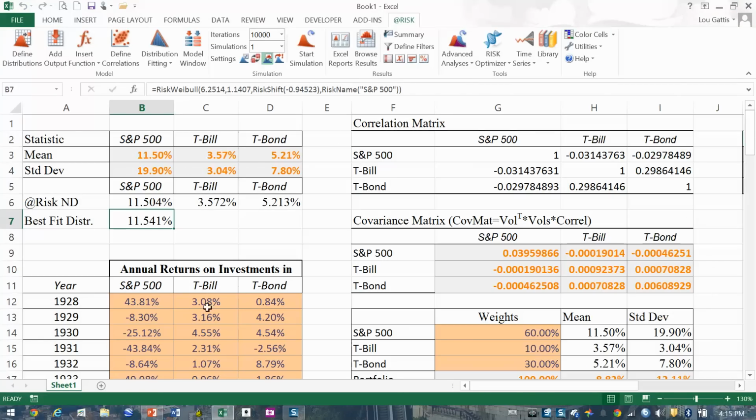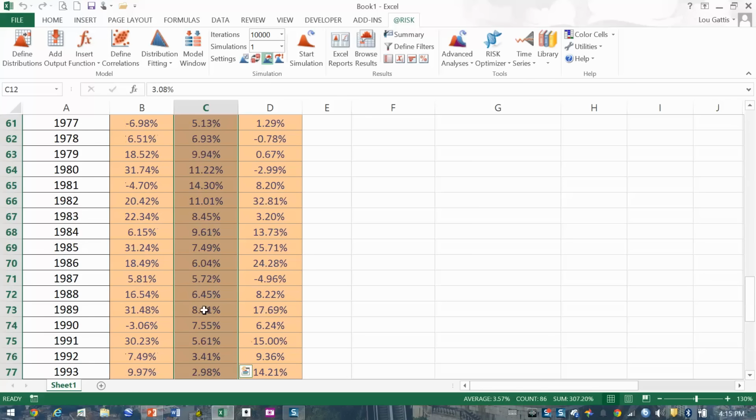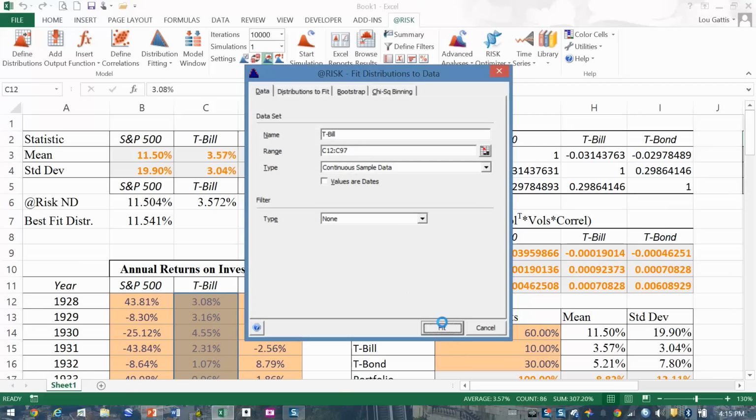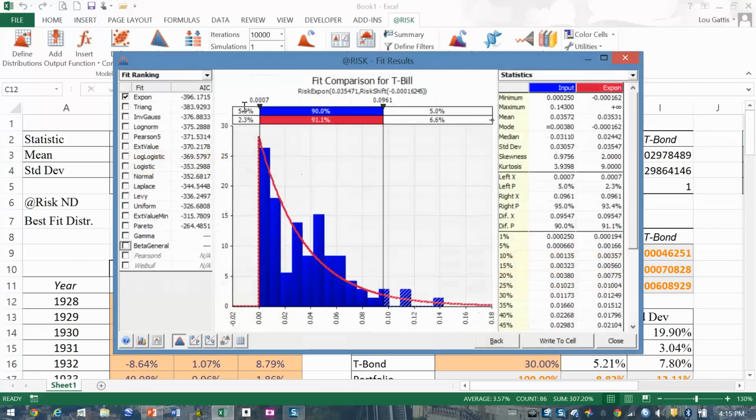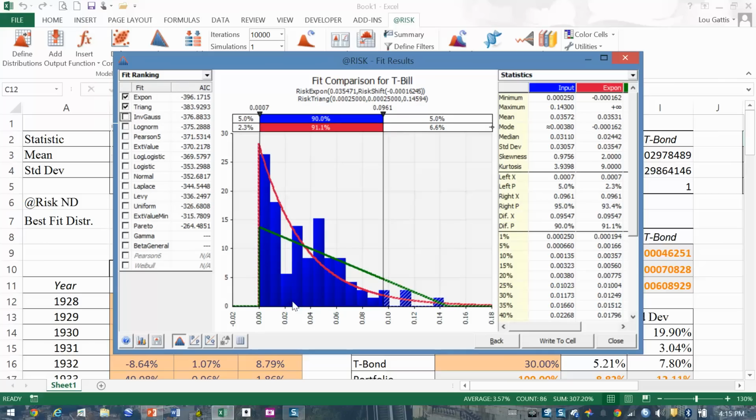And then I'm going to put T-bills. Let's do the same thing for T-bills. So for T-bills, I'm going to do just distribution fitting, fit. Looks like if I look at the first few here, it looks like it wants the exponential, triangular, and inverse Gauss. Let's look at the top two. The exponential function, it's kind of strange, looks like half a bell curve. It's in red here. So it's planted right here at 0.